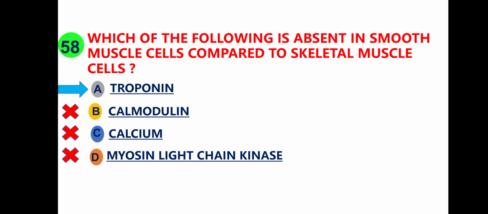Now that we have seen that smooth muscle does not contain troponin, and that calmodulin and myosin light chain kinase are present in smooth muscle cell and not in the skeletal muscle cell. So the question was, which of the following is absent in smooth muscle cell compared to skeletal muscle, isn't it? So troponin is present in skeletal muscle cell, and calcium is present in both.